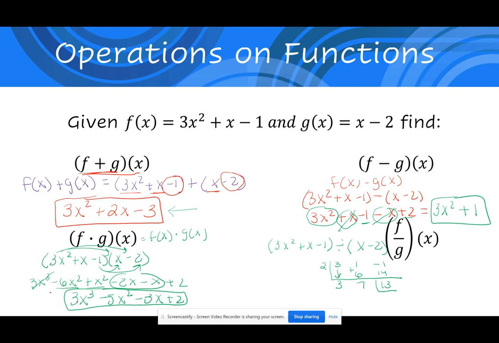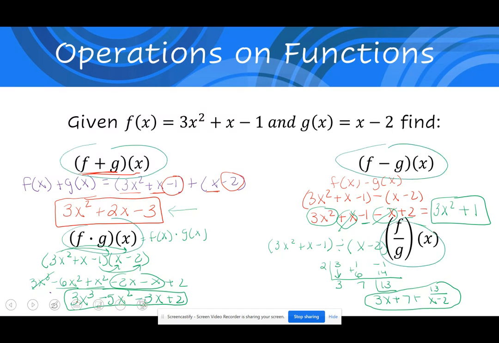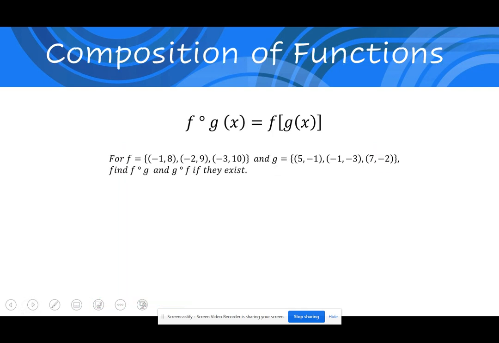And then we get 3x plus 7 plus 13 over x minus 2. So this is our new function once we do f over g. So we're just doing the same operations we've been working with, but now they're new functions. We're also going to look at some composition of functions. So this little thing that looks like the word fog, it's f of g of x.